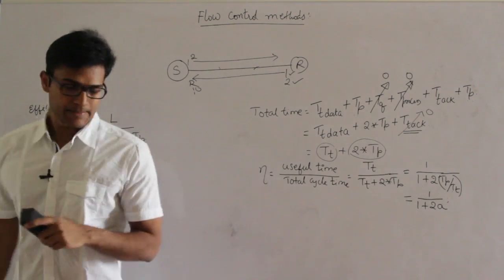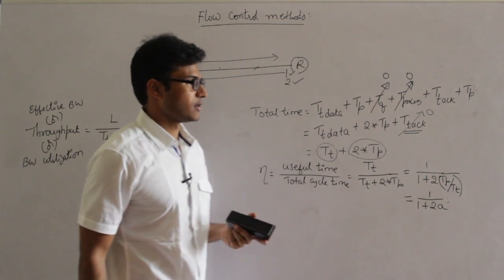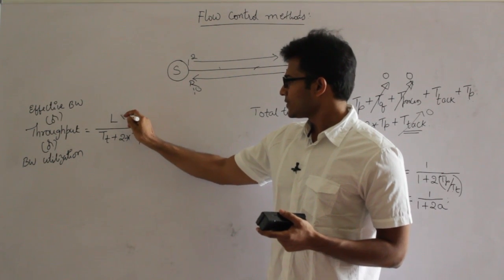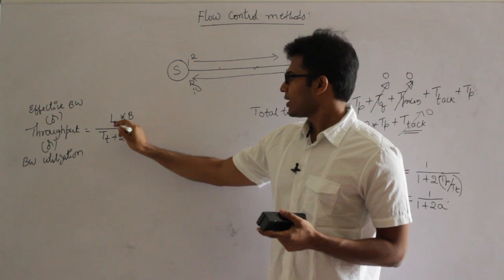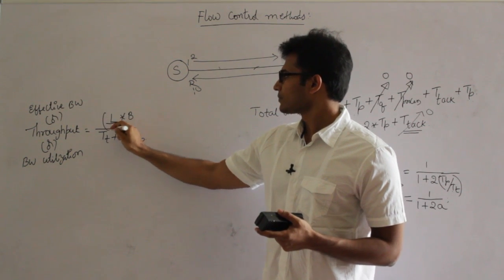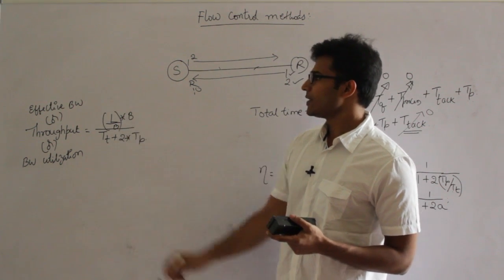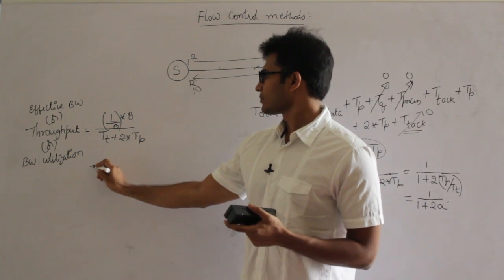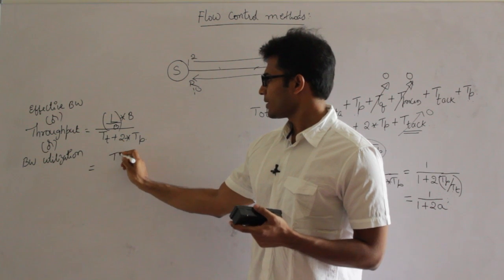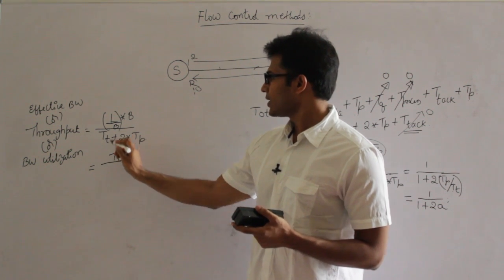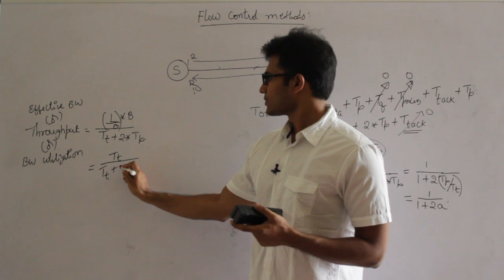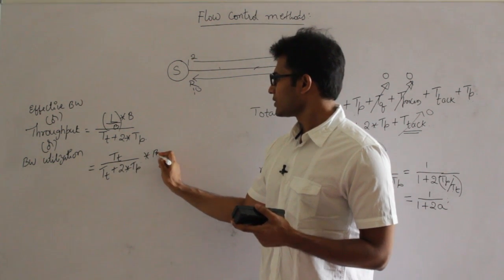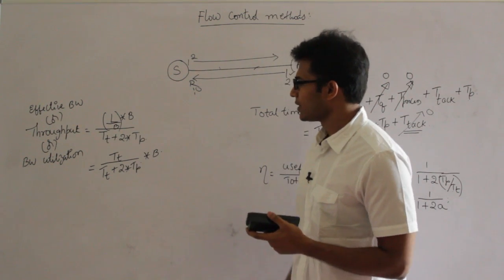Now, I'll just apply some conversions. I'll multiply this with bandwidth and divide it with bandwidth. Then what is it? L by B. L by B is nothing but Tt, isn't it? Transmission time. So in place of L by B, I am writing Tt divided by Tt plus 2 into Tp into bandwidth. I am writing bandwidth separately.